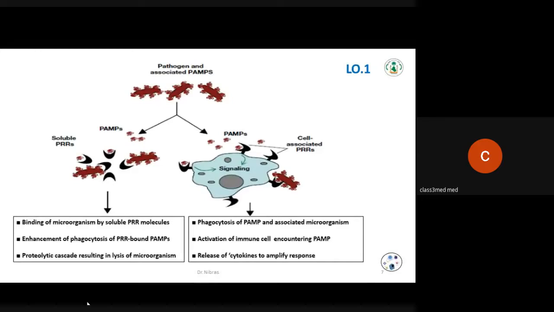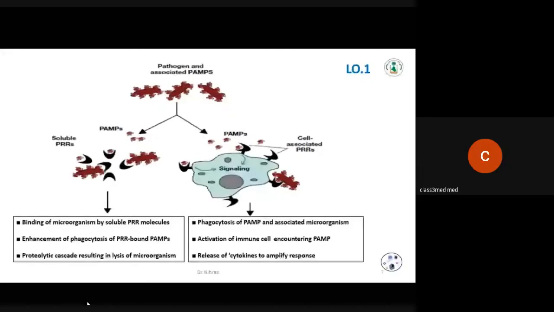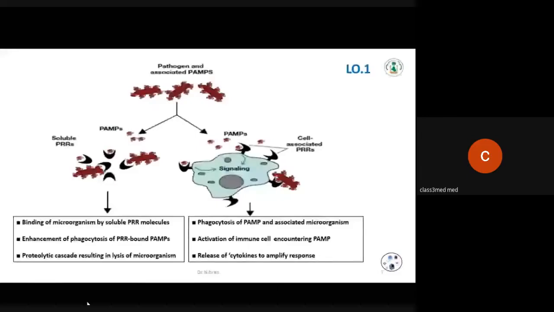Now, in soluble PRR, binding of the microorganism by soluble PRR leads to enhancement of phagocytosis. You already know the pathway of phagocytosis. You know what phagocytosis is? So it proceeds in a catalytic cascade that leads to lysis. Also, when the PRR binding happens on the surface of immune cells, it also proceeds to phagocytosis and then activation of the immune system and release of cytokines and chemokines that amplify the immune response in that case.